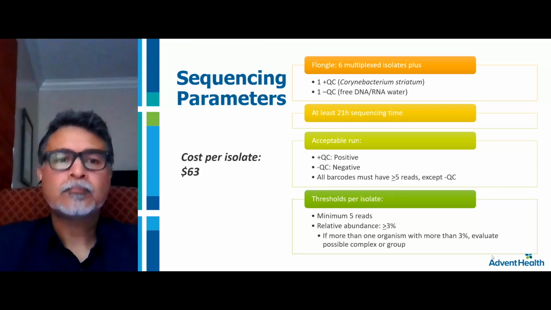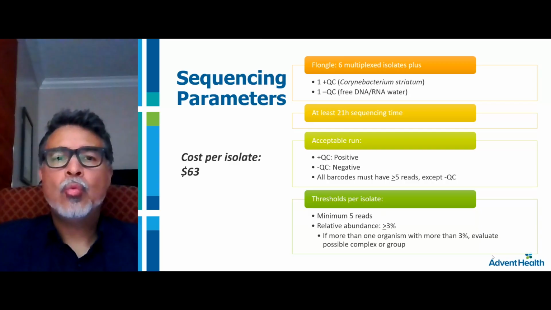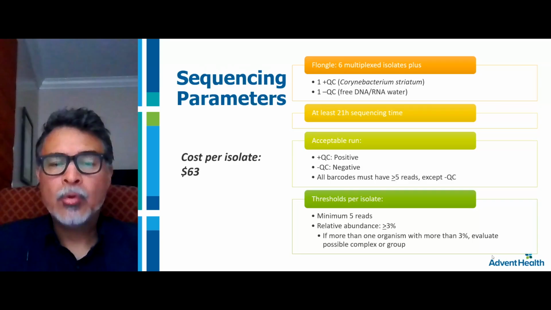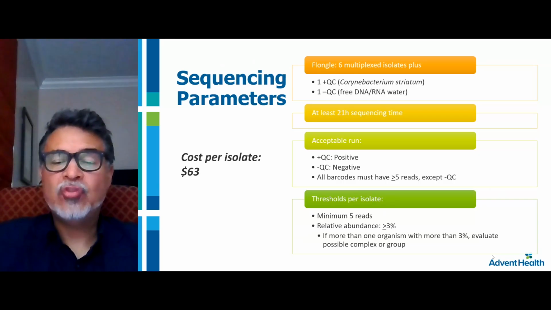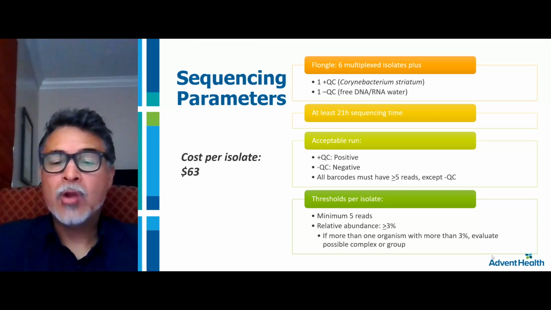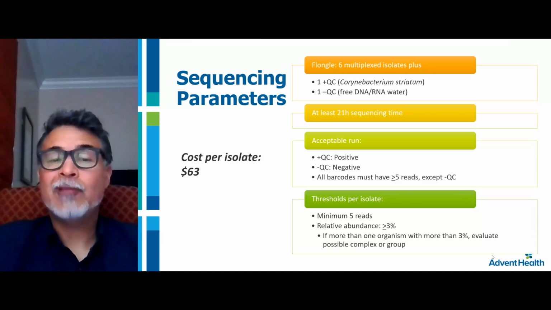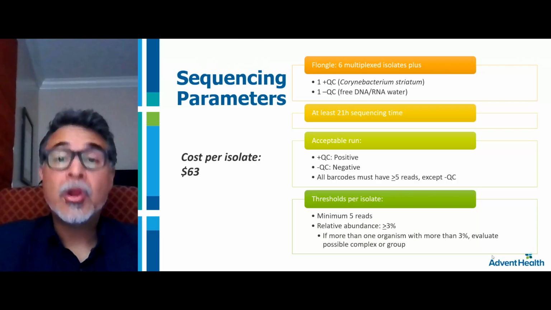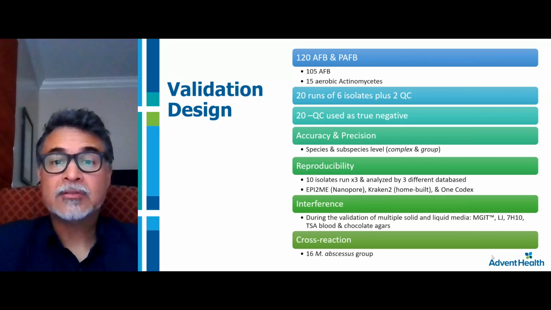For the sequencing parameters, we sequence 6 actual isolates in a Flongle. We want 2 QC, and sequence for 21 hours. Positive and negative QC have to be as expected for an acceptable run. More than 5 reads, except for the negative QC, have to be detected in every isolate. The threshold per isolate has to be a minimum of 5 reads and a relative abundance greater than 3%. If there is more than one organism at 3% or more, we have to evaluate the possibility that we're dealing with a complex or a group. And the total cost per isolate is currently $63.